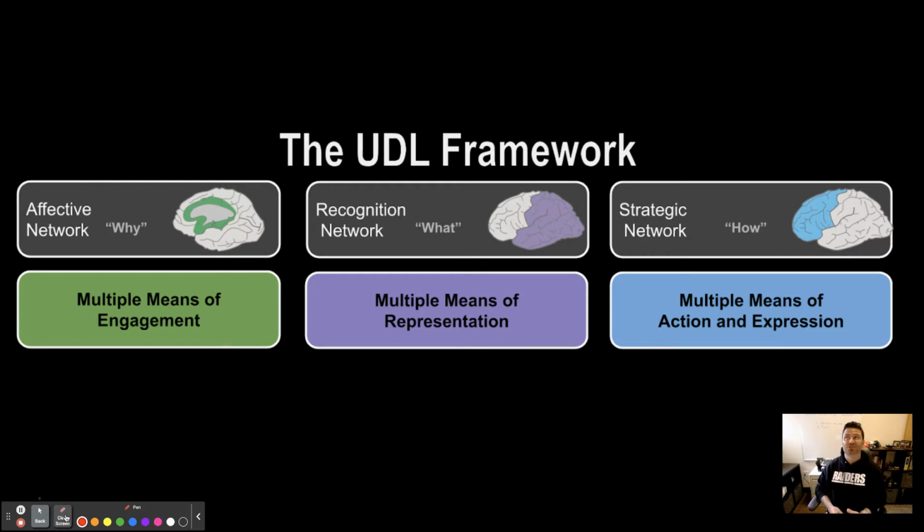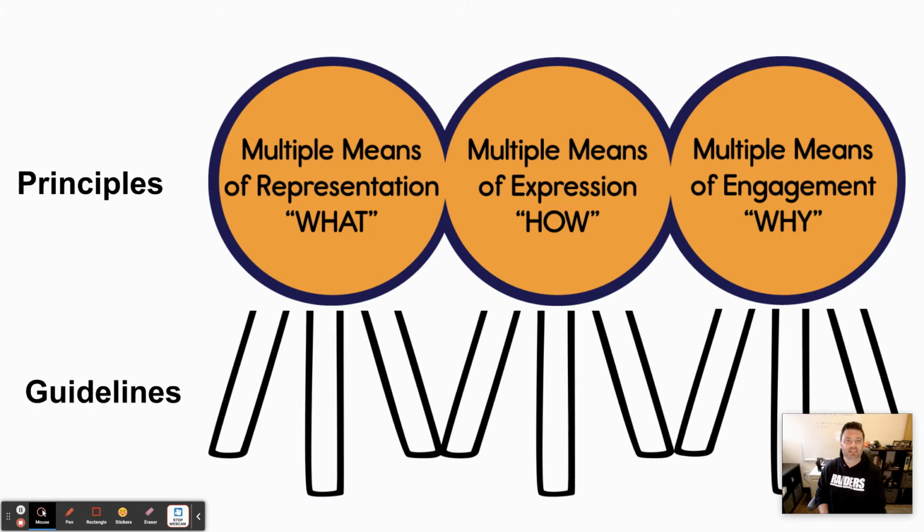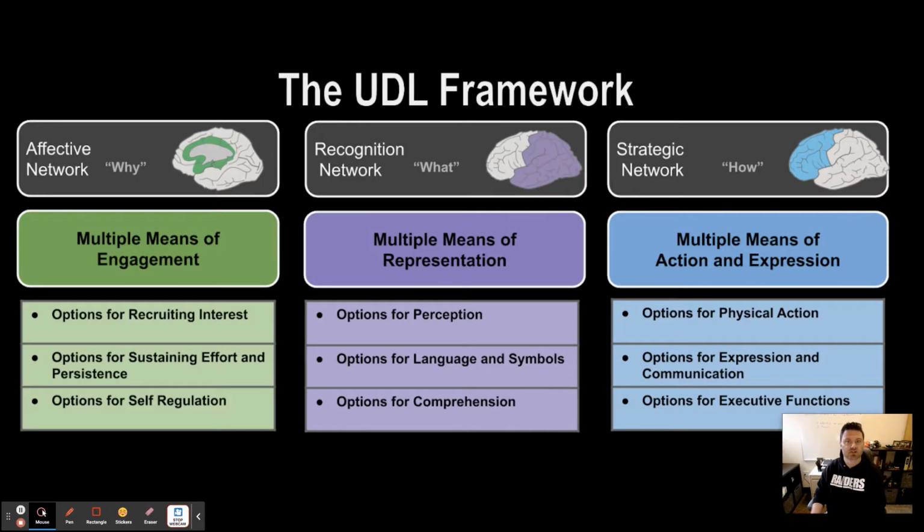But sometimes it's really difficult for you and I to possibly agree on what engagement means, what representation means, and what action and expression means. So in order to help fill in those gaps and help us understand, that's where the guidelines come in. A good way of thinking of the guidelines is thinking of a three-legged stool, right? So the principles, multiple means of representation, multiple means of action and expression, and multiple means of engagement are the seats. In order to actually hold that principle up, you have these stool legs, which are known as the guidelines. So let's dig deep and show you what that means.